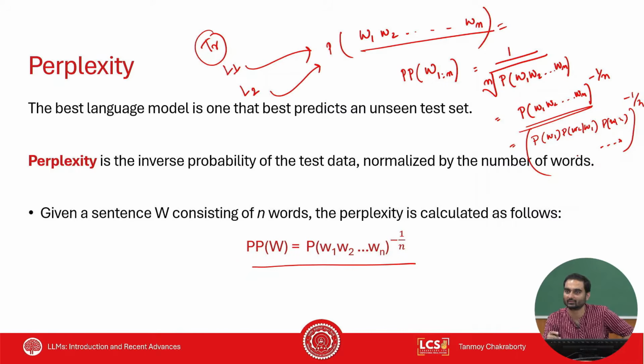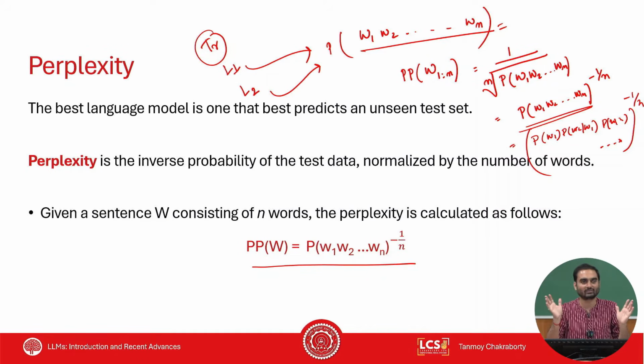If it is unigram, then P of W1 times P of W2 ... P of Wn, whole to the power minus 1 by n. Right? And we'll see that the language model which produces lower perplexity will be considered a better model. Now, why suddenly this metric? Why this 1 by n and nth root and so on?